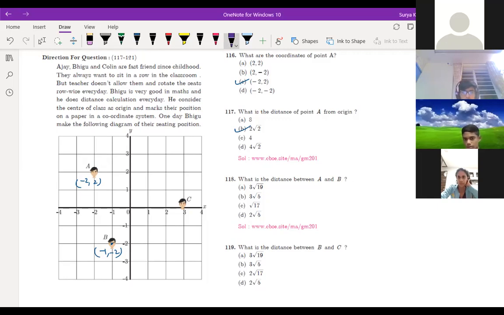So what is the distance between A and B? So 2 plus 2, 4 squared, and -2 plus 1, -1 squared. It will come like this, no? What is coming? 17. Root 17 is the answer. Root 18 is root 17, no?